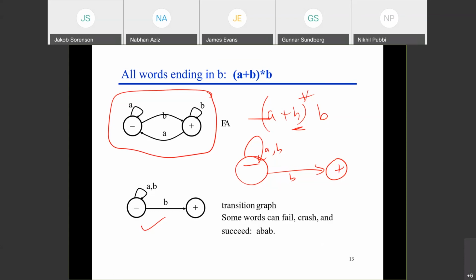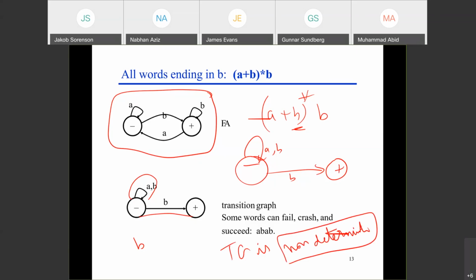Yes. You are right. Perfect. So what does it mean? If this is the case, Gunnar is very excellent. You have a very good eye. So look at this one. Now if you have a word that starts with B, how do you know that you should follow this B or this B? Yes, this is your question. So this means that TG is non-deterministic. In this TG, it requires you to make a decision about which path you should choose.